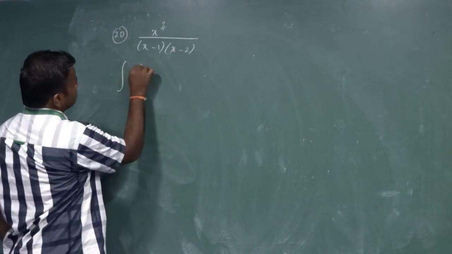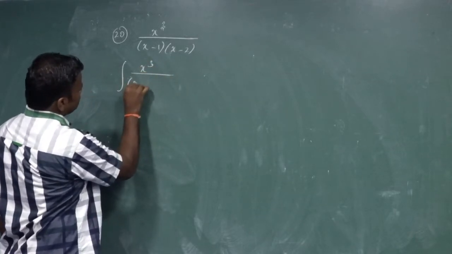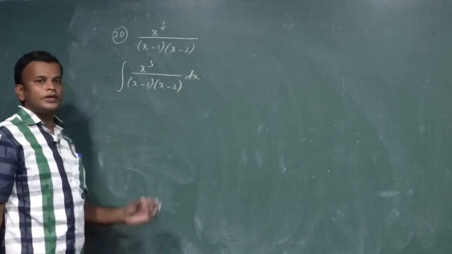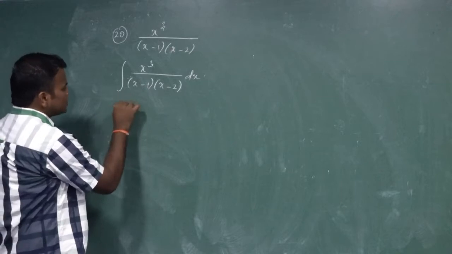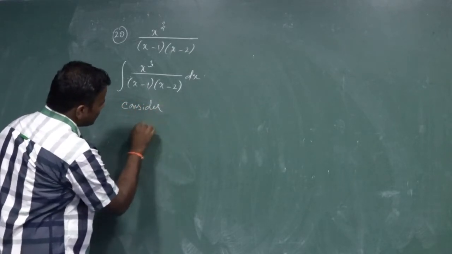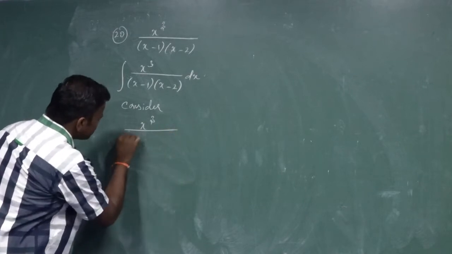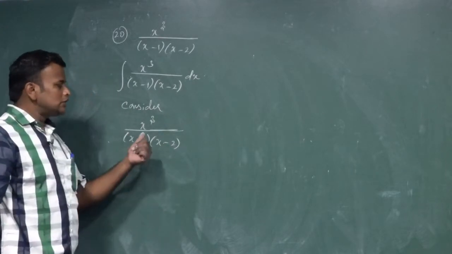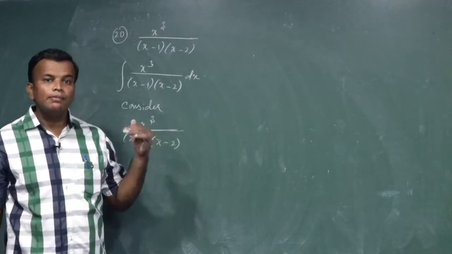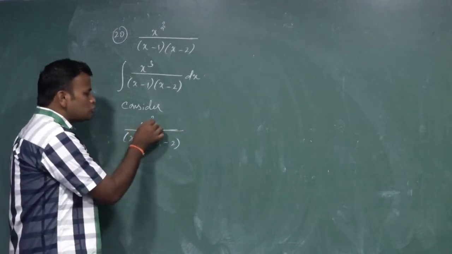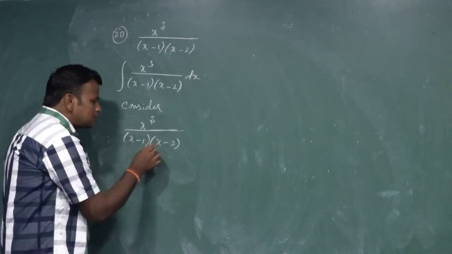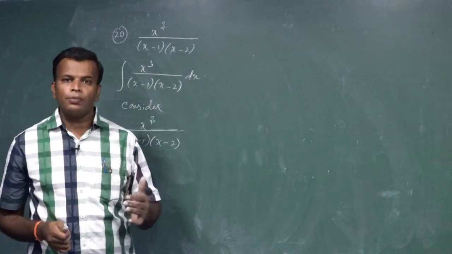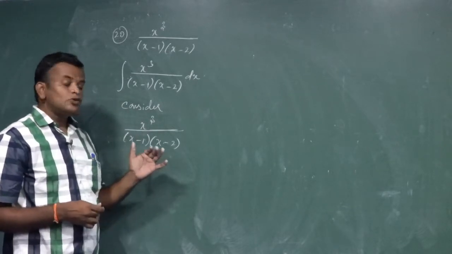Now we integrate the term x cubed divided by (x minus 1)(x minus 2) dx. We consider first the term x cubed divided by (x minus 1)(x minus 2). You see it is not a proper fraction. It is an improper fraction because the degree of the numerator is 3 and the degree of the denominator is just 2. Partial fraction is possible only when the given fraction is proper. But it is improper, so it's the fourth type.